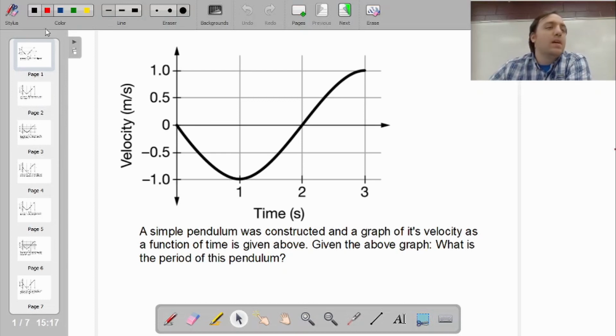So we have 7 sample problems all based on this same graph and the same base setup. A simple pendulum was constructed and the graph of its velocity as a function of time is given above. Given the graph is going to be the basis for every question we deal with. After that, things might fluctuate a bit, but that is the basics.